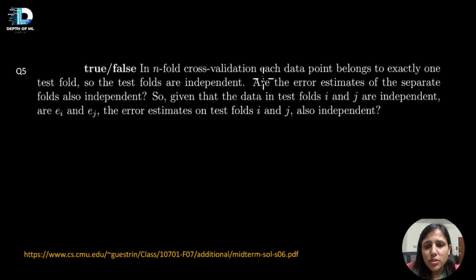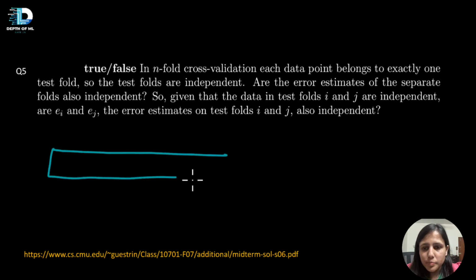N-fold cross validation: in n-fold cross validation, each data point belongs to exactly one test fold. So this is correct, right? Let's visualize this once. So you have fold 1, fold 2, say this was fold 3, and these are k folds, right?